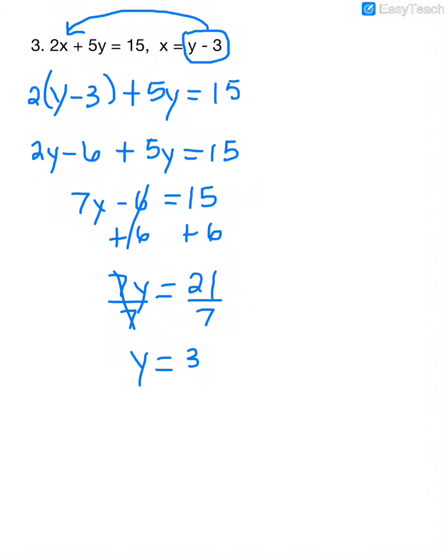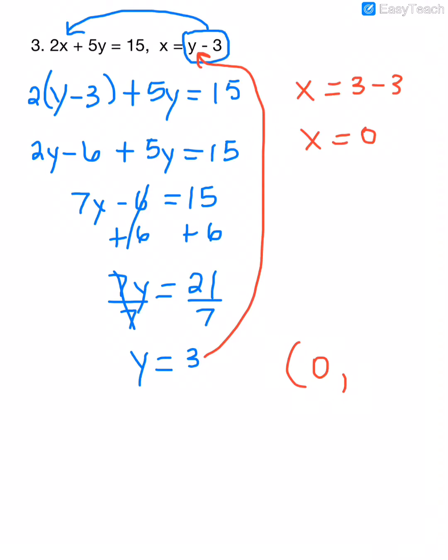No, because I have to find out what x is. So I'm going to take the 3 and plug it into either one of these two original equations. But again, since I'm looking for x and the second equation has x by itself, that would be the easiest one to plug it into. So I'm going to plug in 3 right there where the y is. So that gives me x is equal to 3 minus 3, which is 0. So my solution is 0, 3.